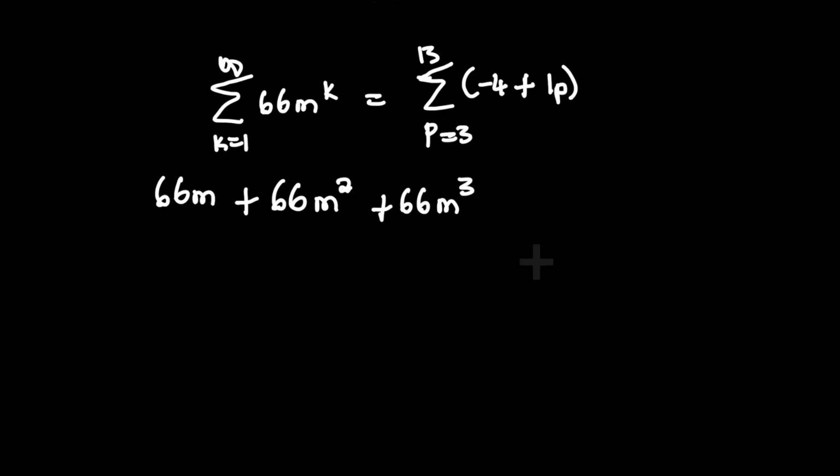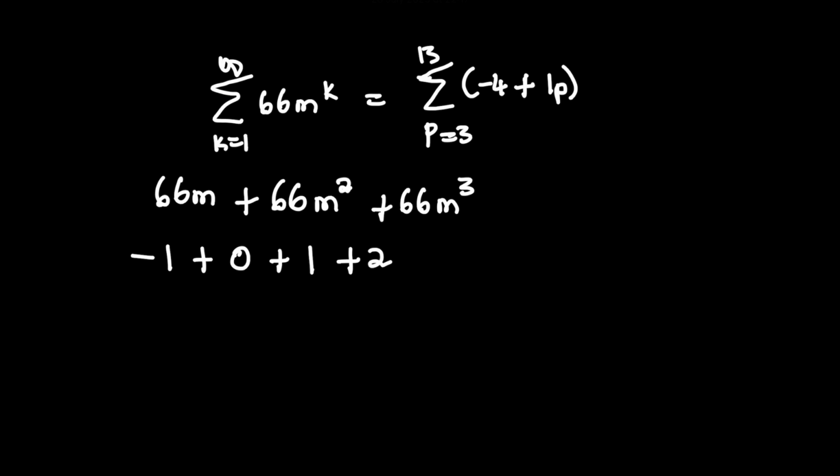66m cubed. On the other hand, on the right hand side, we also have to find the first three terms, which I'm going to write just below here. For the first term we're going to substitute 3 where we see p and then continue like that going forward. So our first term is going to be -1, second term 0, third term 1, then the fourth term is 2.